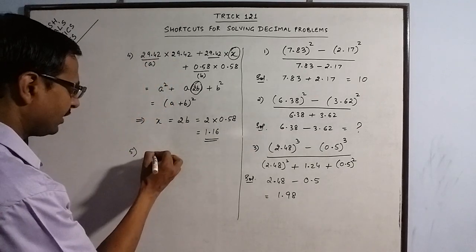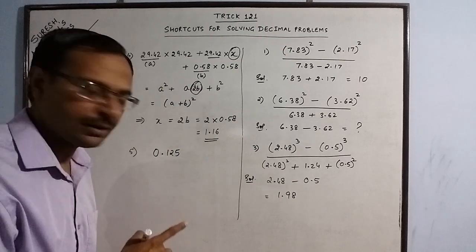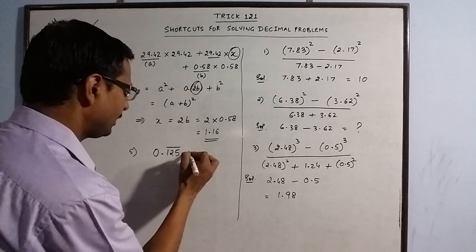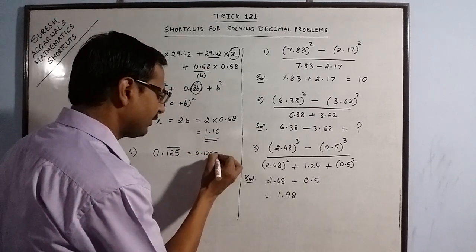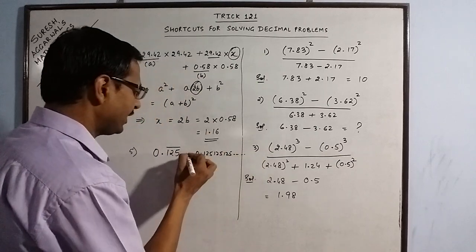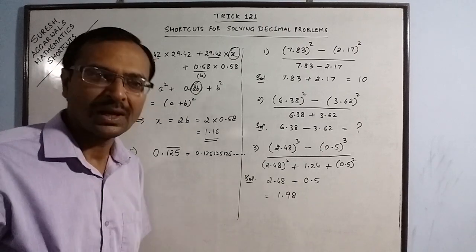Say we have a decimal 0.125 and we have a non-terminating repeating decimal. This is 125 bar. So it means 0.125, 125, 125, 125 is repeated n times. Now we have to express this in the form of a rational p by q.